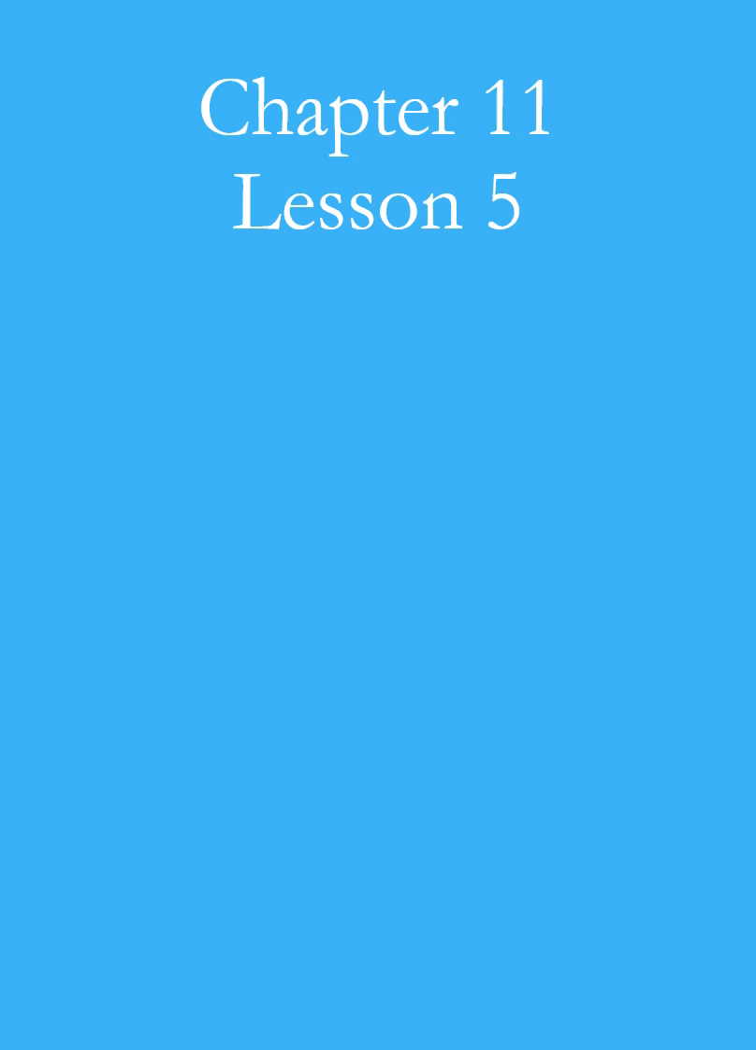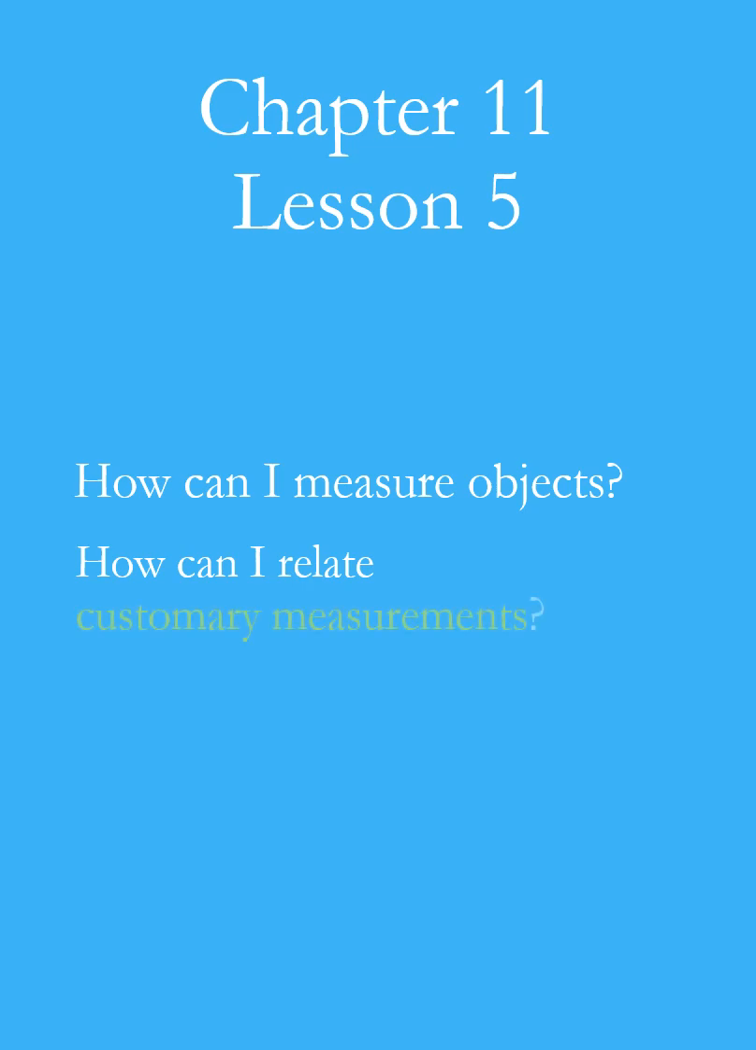Okay, everybody, it's math time. We are in chapter 11 and we're ready for lesson 5. And we're still thinking about how we can measure objects and how we can relate customary measurements. Now, customary measurements we've been talking about for about a week now. Customary measurements are inches, feet, and yards.